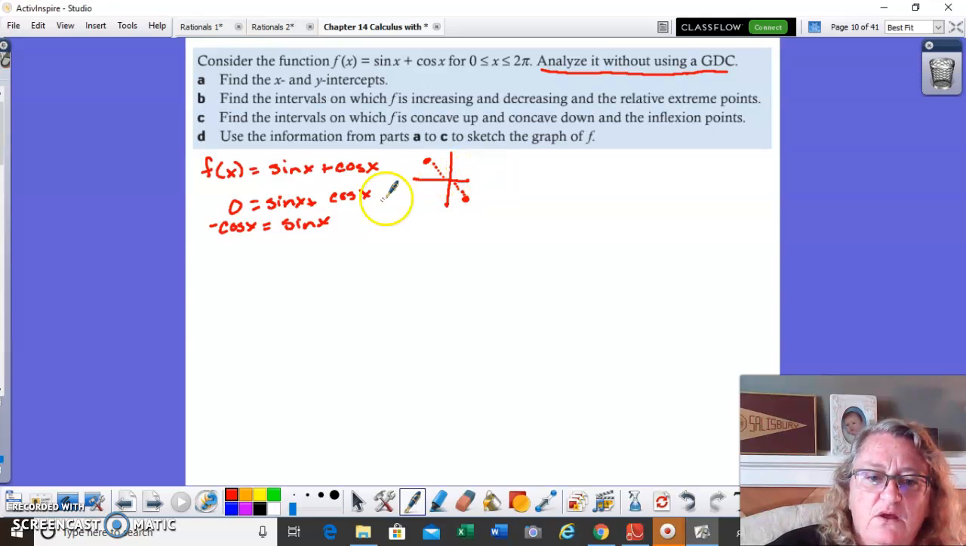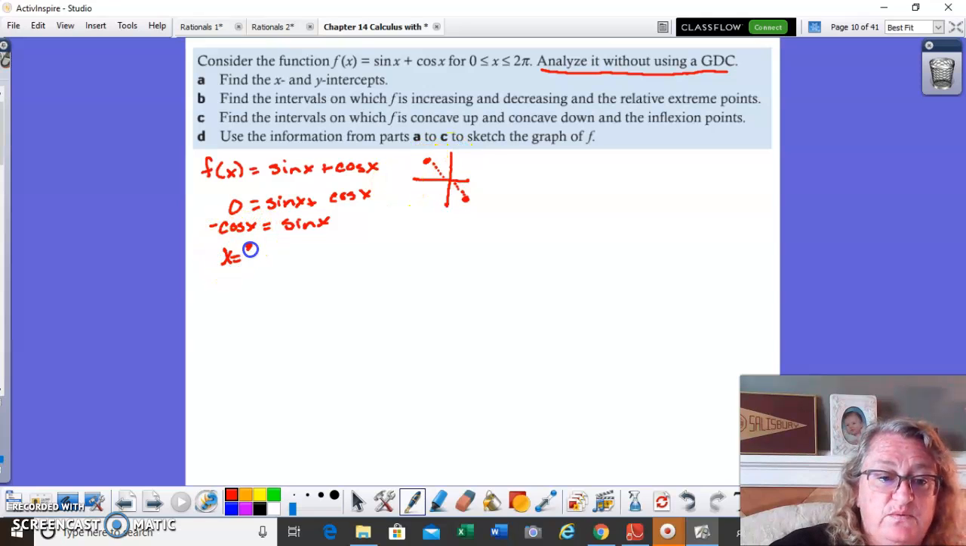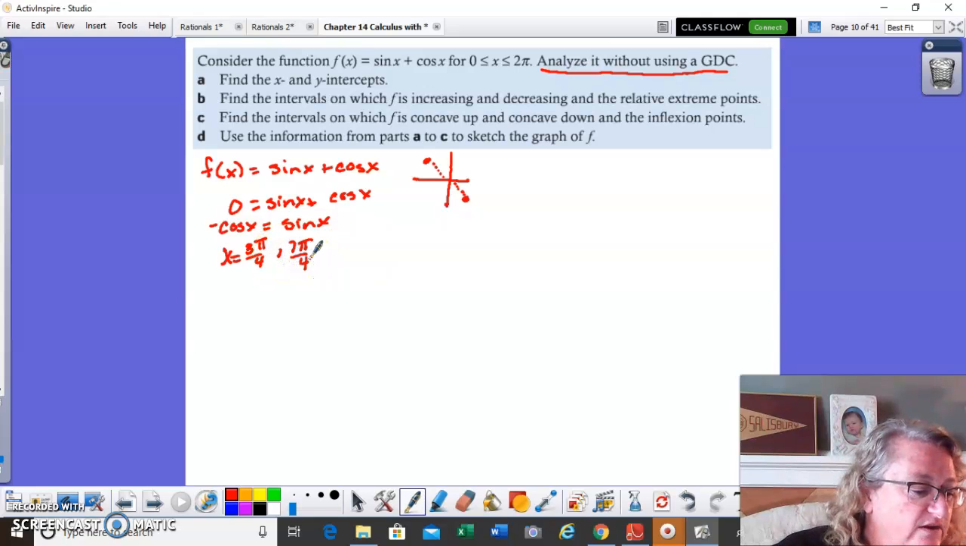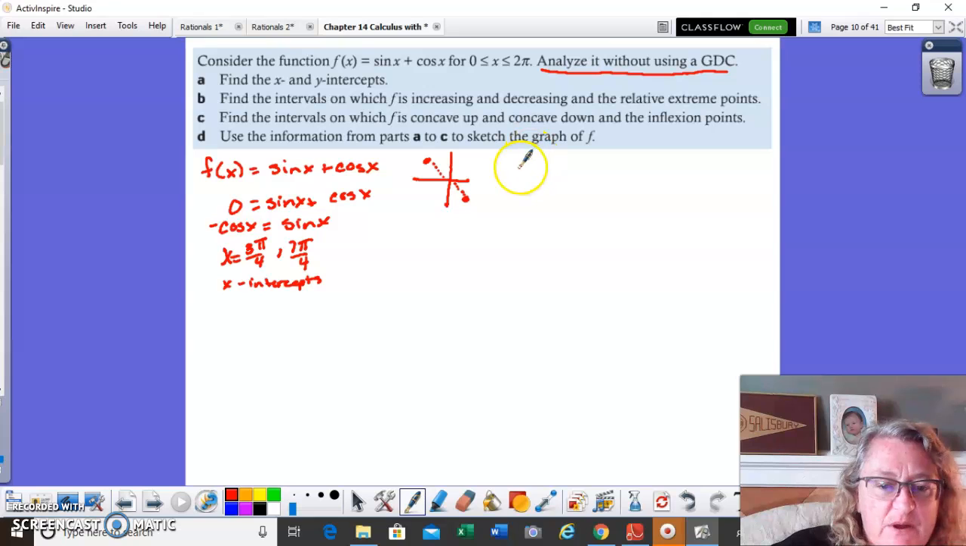So what this one gets me is that's pi over 4, 2 pi over 4, 3 pi over 4. So I've got x equals 3 pi over 4. So 1, 2, 3, 4, 5, 6, 7 pi over 4 is my next one. 7 pi over 4. So my two values for my x-intercepts are those two. Now my y-intercept happens when my x is 0.